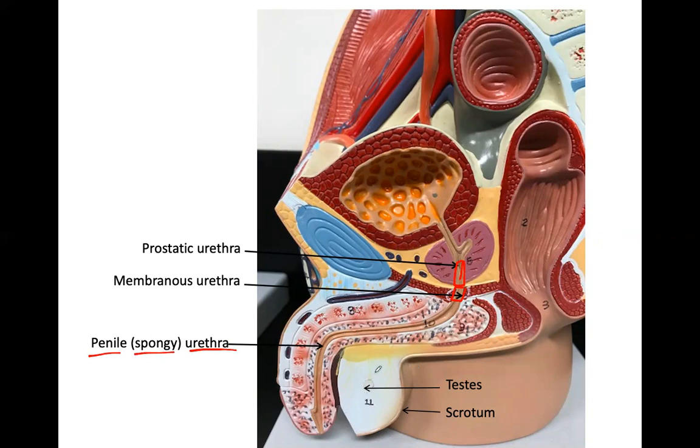Located external to the body, you have the testes. In this picture, they're not depicting the epididymis that sits right on top of it. And the skin surrounding the testes is called the scrotum.